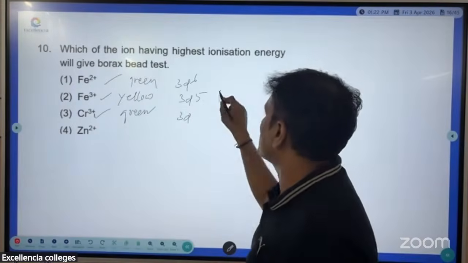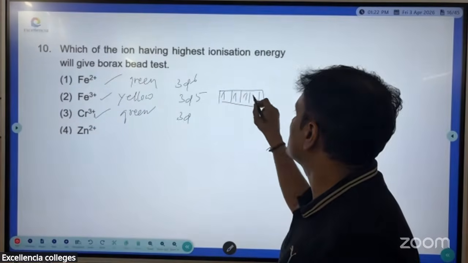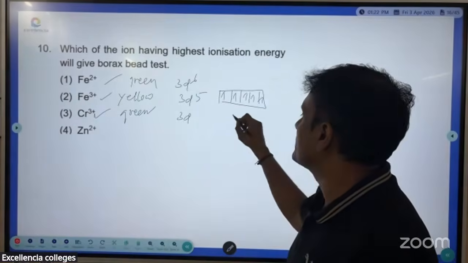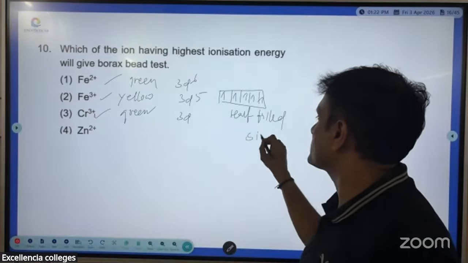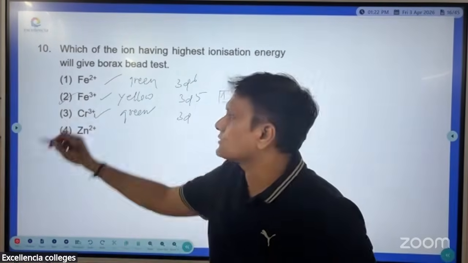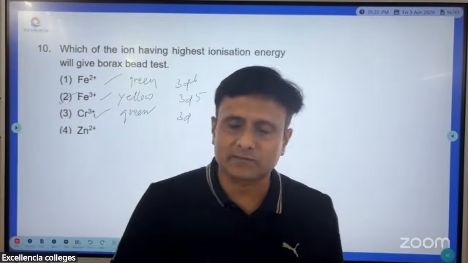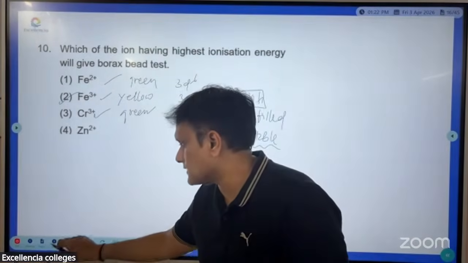Now, you see, this is a half-filled electronic configuration. You know that iron plus 3 is having half-filled electronic configuration, which is considered to be what? Stable electronic configuration. That's the reason why it is difficult to remove the electron from iron in its plus 3 oxidation state. That's it, right? So the right answer should be plus 3.